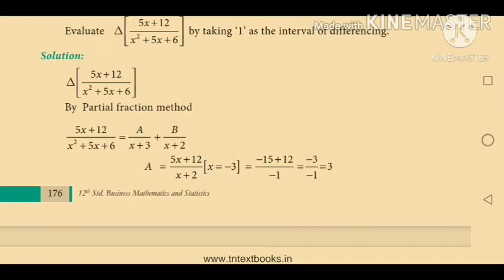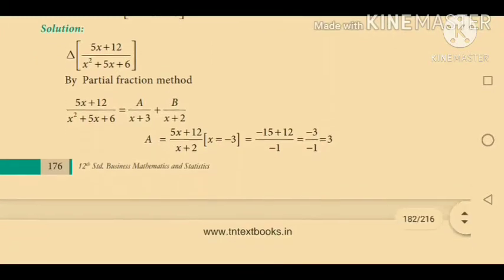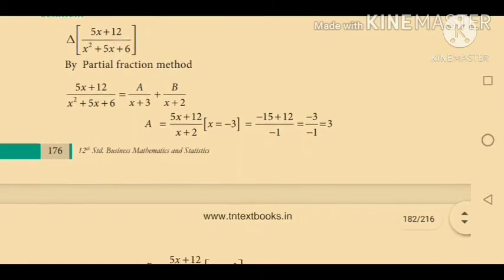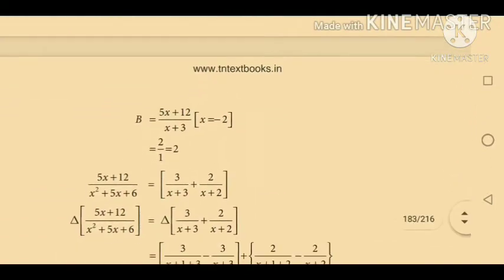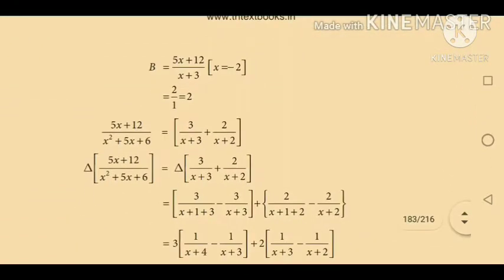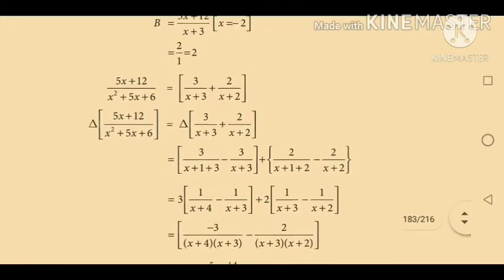Okay, by factorizing the term x square plus 5x plus 6, we write it as a by x plus 3 plus b by x plus 2. Therefore a equals (5x plus 12) by (x plus 2), that is by cross multiplication. Then put the value x equals minus 3, we are getting the value of a equal to 3. Likewise, you have to find the value of b, it is 2. Okay, now substitute this value.